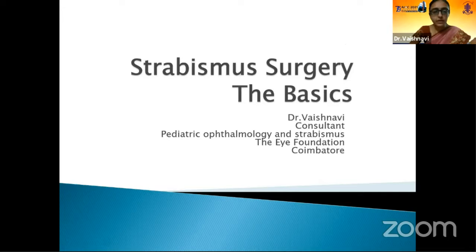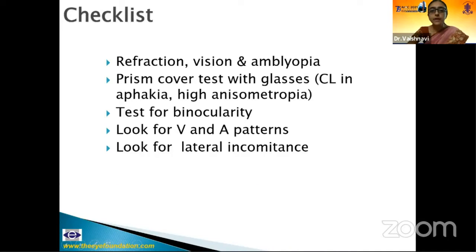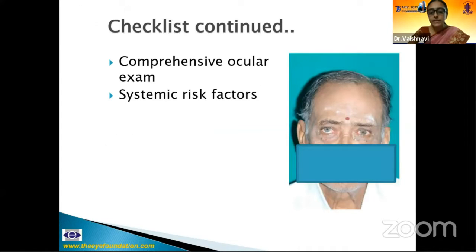The checklist includes assessment of vision by an age-appropriate test for recognition of amblyopia and the binocular status. A full cycloplegic refraction and proper correction is mandatory. Always do a prism cover test with glasses for both distance and near vision, and for both up gaze and down gaze. Always do the test for binocularity and look for the A and V patterns and for lateral incompetence. Even the systemic risk factors have to be taken into account.